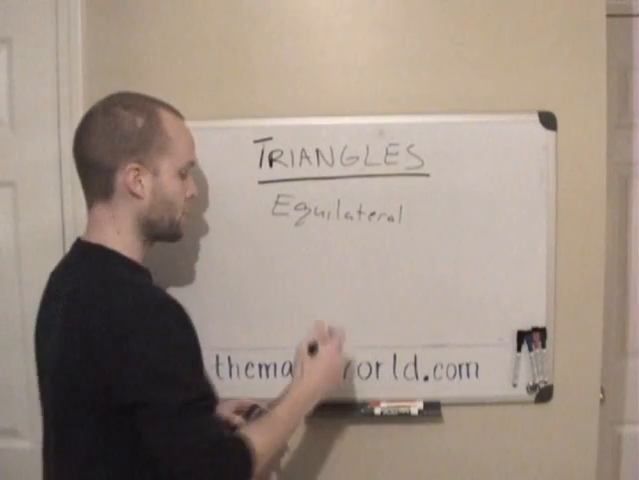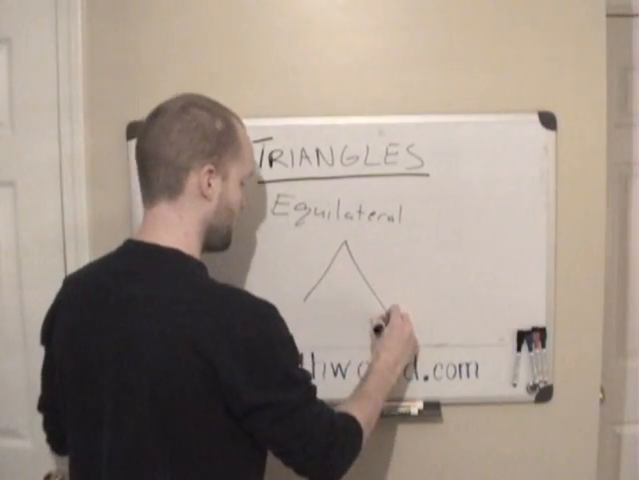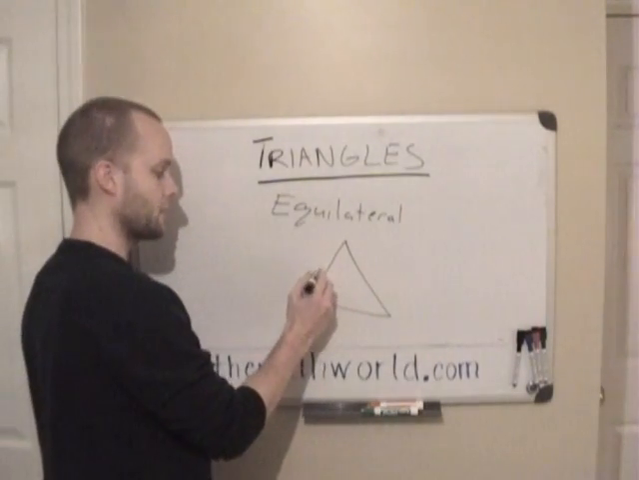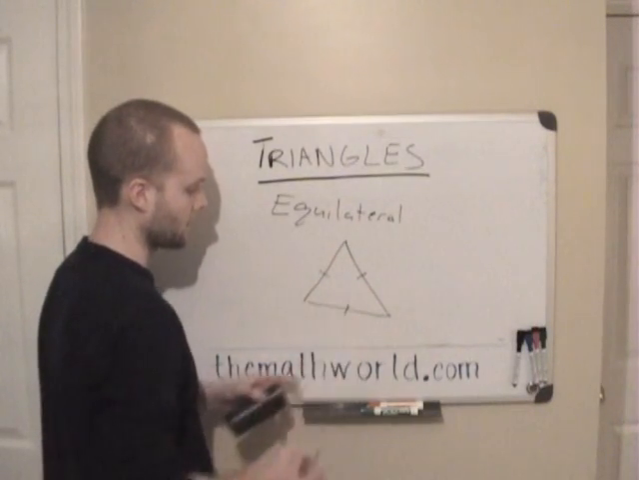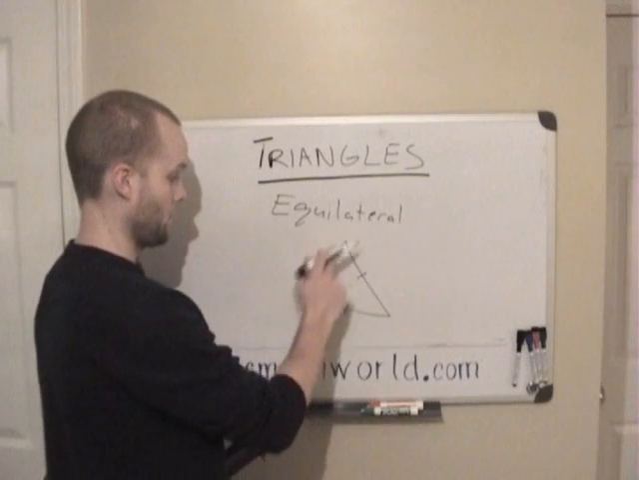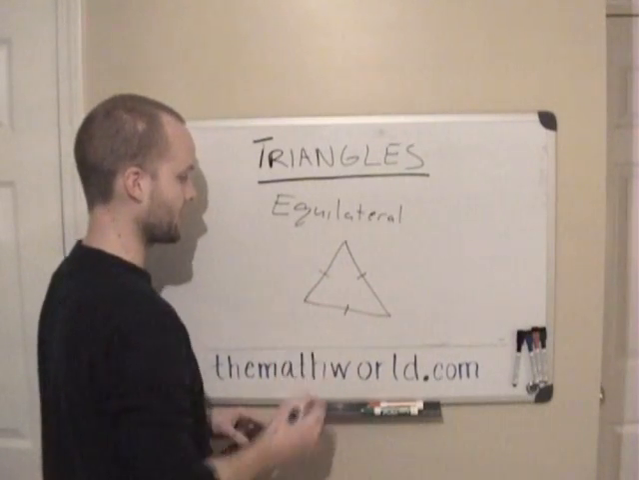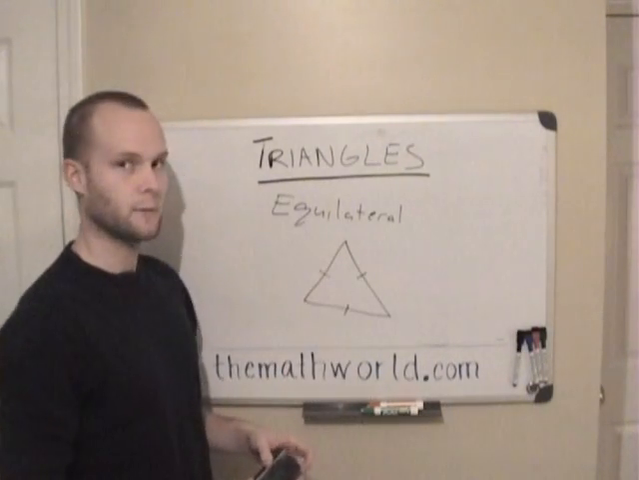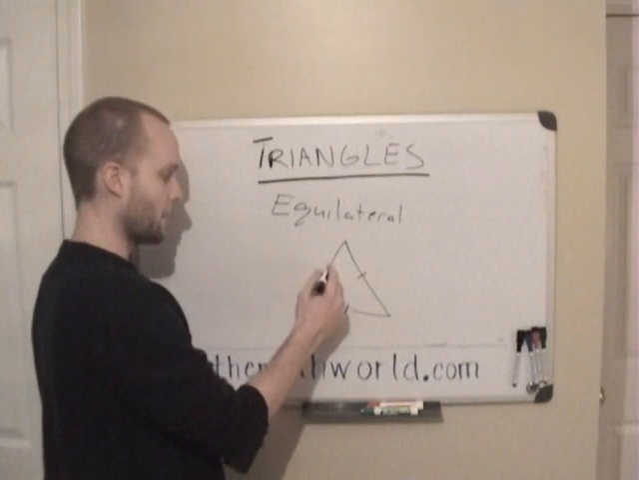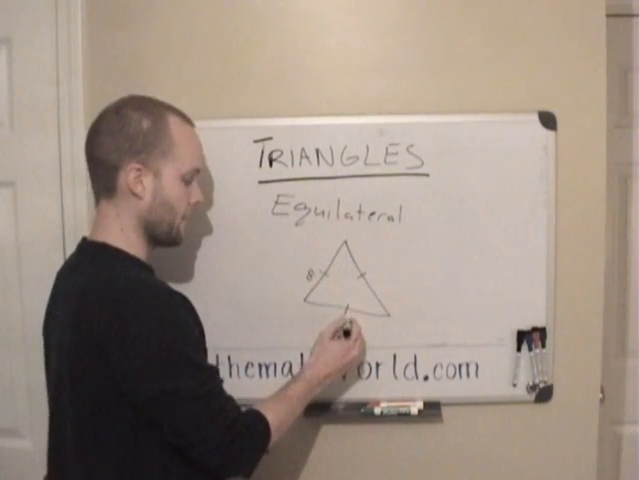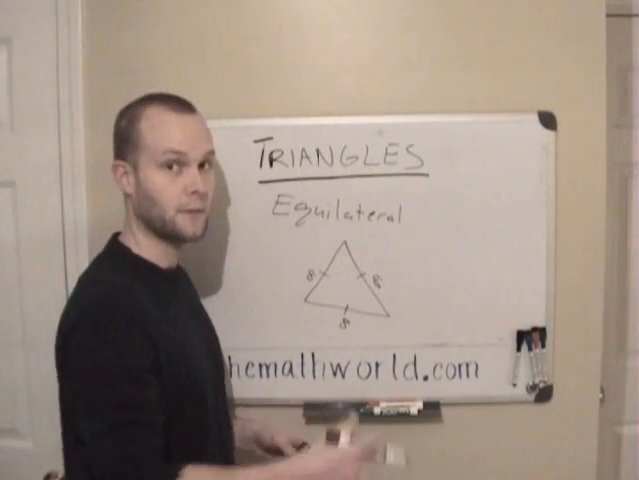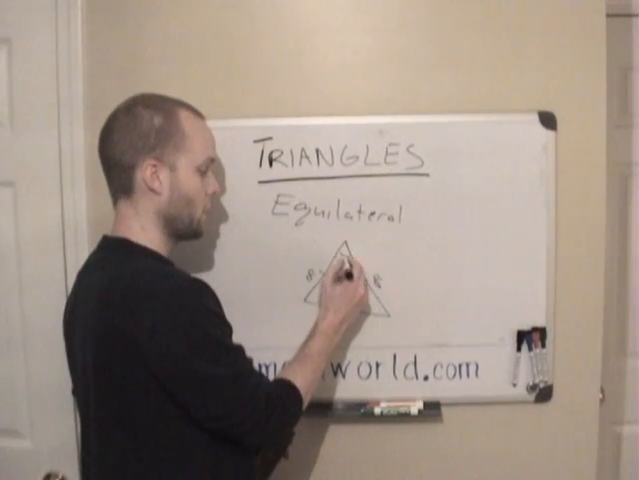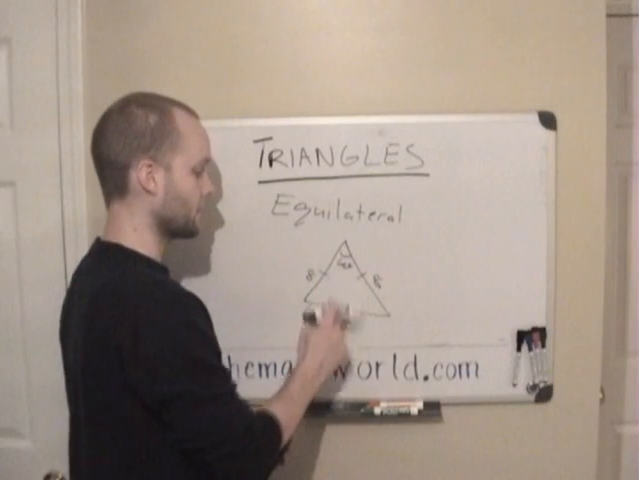An equilateral triangle is one where all 3 sides are the same, and a lot of times if a side is the same, you'll see this little line through each of the sides, meaning they're all the same. Anytime you see an equilateral triangle, if you're given one of the sides as 8, then they're all going to be 8. And it doesn't matter how long the sides are, the angles themselves will all be 60 degrees.